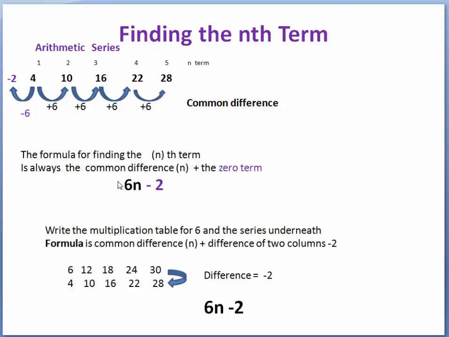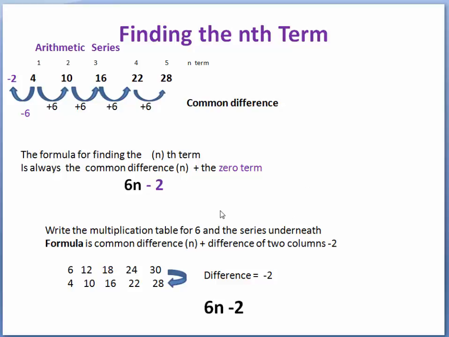So the formula for this series would be 6n, 6 being the common difference, n, minus 2. Now look how this formula looks a bit like y equals mx plus c for a straight line. So if we had a straight line, 6 would be the slope of the line. So that's the common difference. The slope meaning it goes up in increments of 6, and minus 2 is where it crosses the y-axis where x is 0. So this is the 0 term.